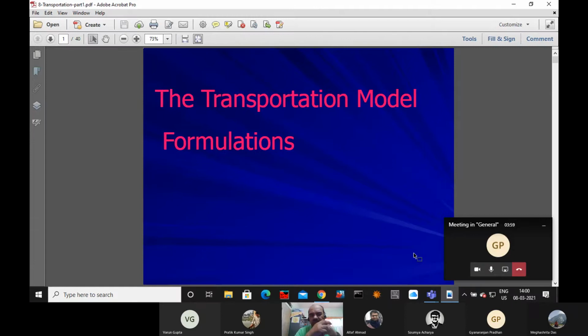Xij. So there are two subscripts available, Xij. So the number of rows and the number of columns. Based on the number of rows and columns, we'll discuss the transportation model.